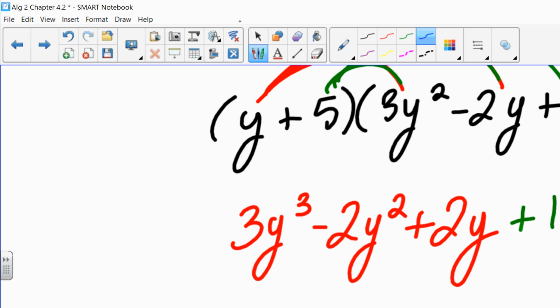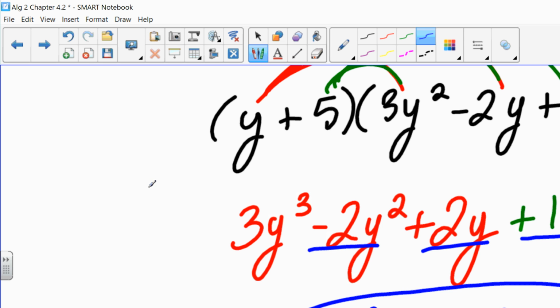And last but not least, we need to combine our like terms. Well, 3y cubed doesn't have any like terms, so it'll stay the same. But negative 2y squared and 15y squared are like terms. So 15 minus 2 is plus 13y squared. Then we also have 2y and negative 10y. So 2y minus 10y is negative 8y. And then we have plus 10. And that's it.